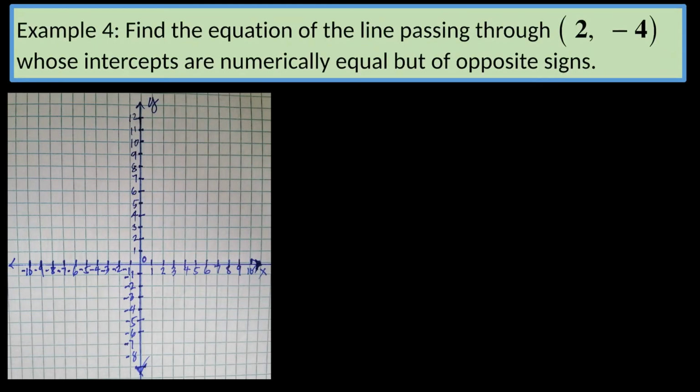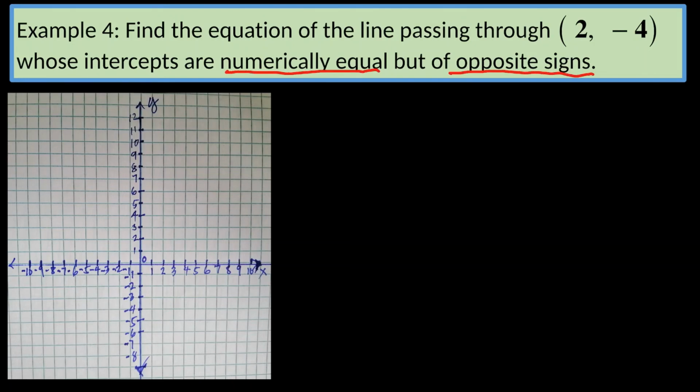Okay, let's have the last example. Find the equation of the line passing through 2 and negative 4 whose intercepts are numerically equal but of opposite signs. Alright, so we're given the point, and at the same time we're also given the intercepts, which are numerically equal but of opposite signs.